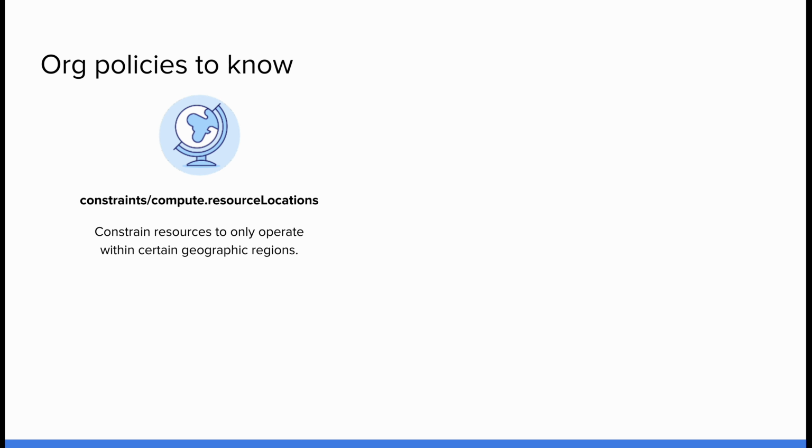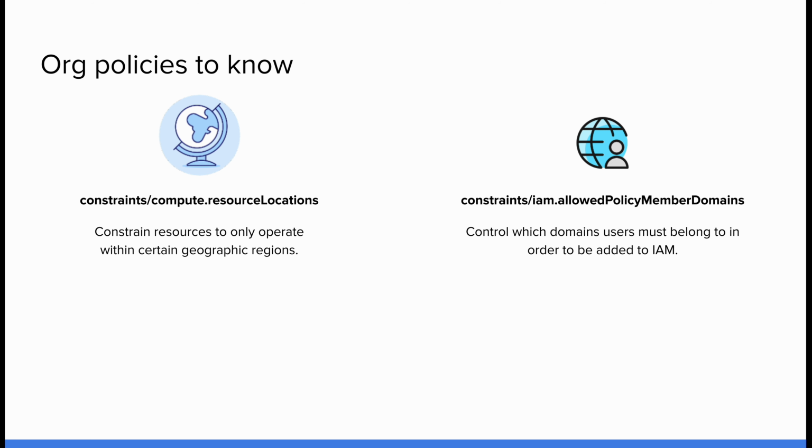Next is the iam.allowedPolicyMemberDomains policy. This controls which domains users must belong to. I alluded to this on the previous slide. It's useful when you want to restrict access only to people from specific trusted domains, such as your organization or a partner company. So it can help make sure that no one's added by accident or nothing nefarious happens where someone from a different company or organization is allowed to access your resources.